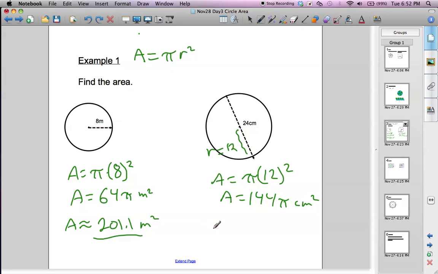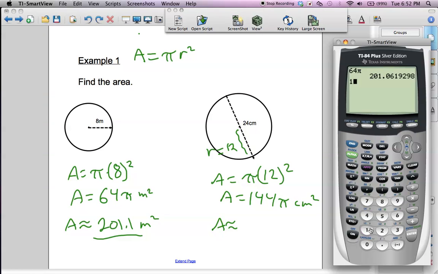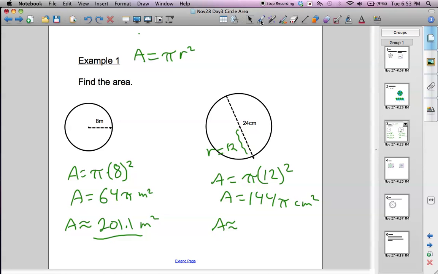That's the exact answer. If you're looking for a decimal approximation, we're going to use our calculator again. We're going to do 144 times pi, and we get about 452.4 square centimeters. So that's how to find the area of these simple circles.